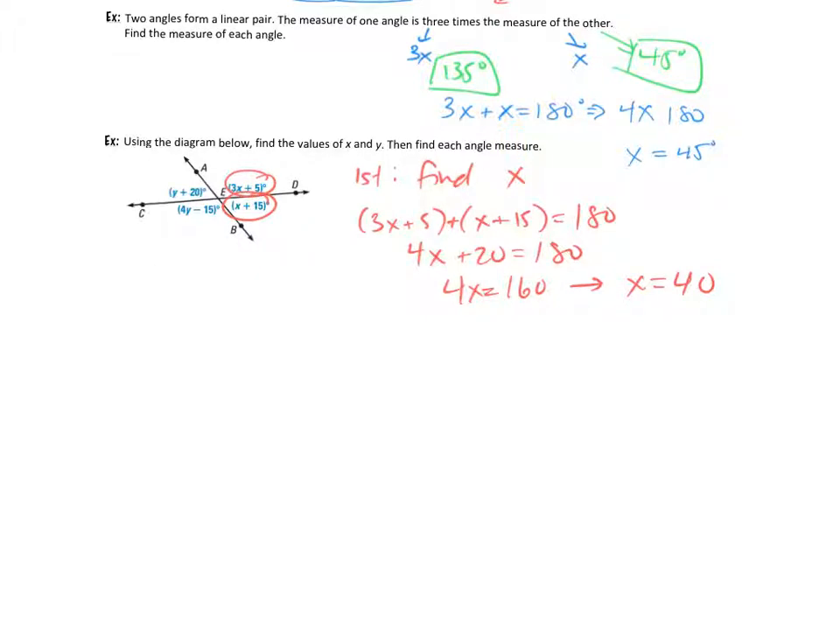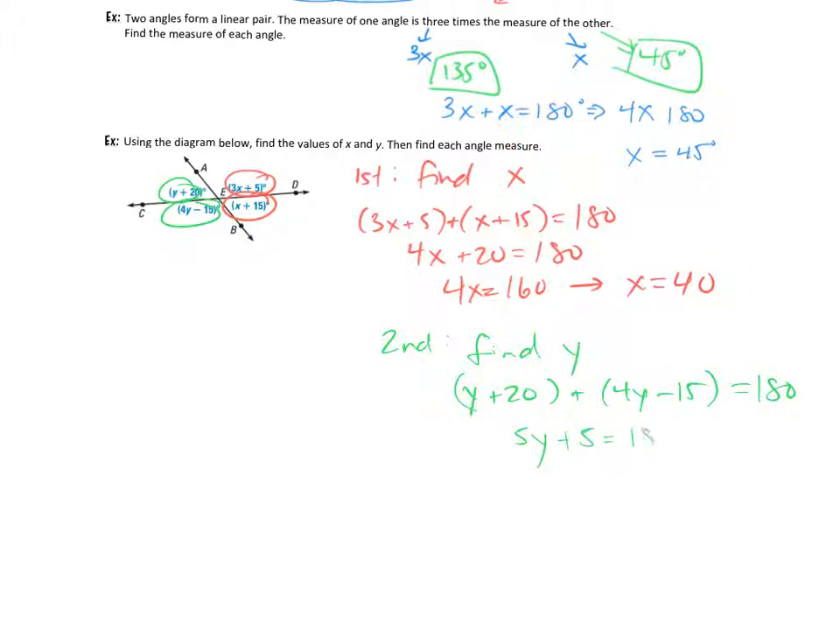But I'm not done. I also need to solve for y, so we'll do that second. Again, our two angles that have y form a linear pair. So y plus 20 plus 4y minus 15 adds up to 180. I have 5y, and 20 minus 15 is a positive 5, equals 180. So 5y equals 175, or y equals 35.